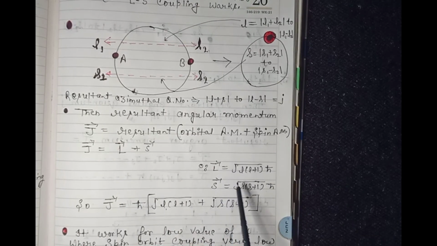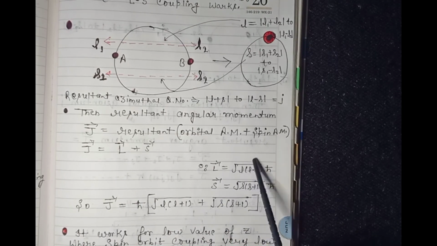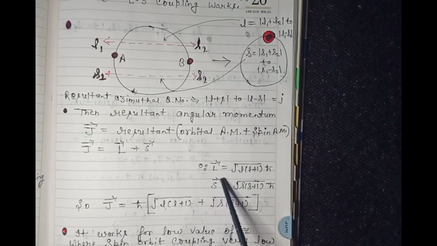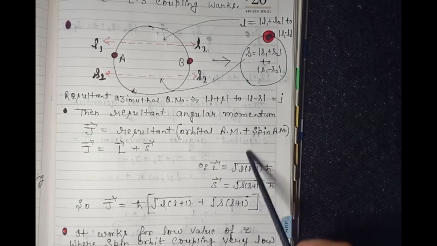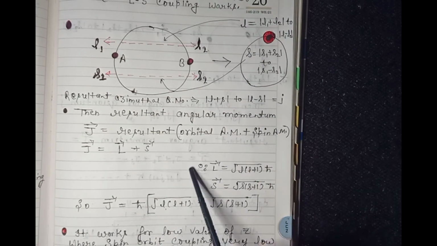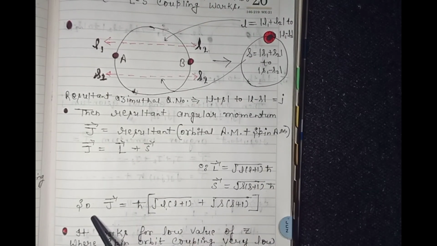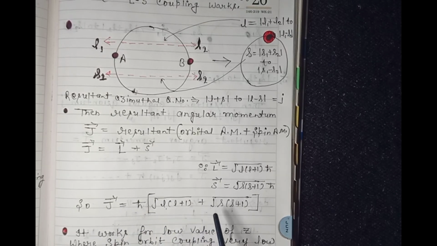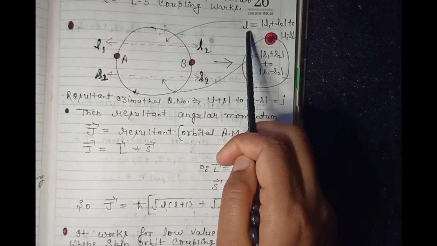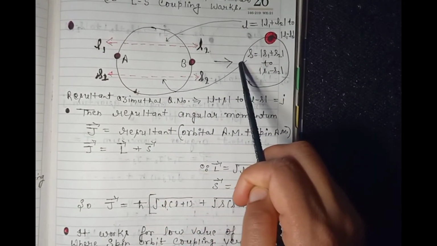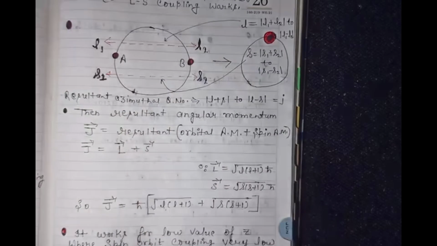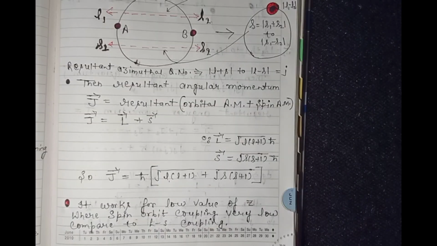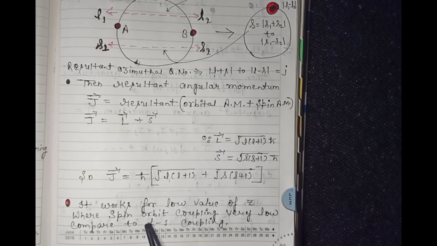Because we know that L equals square root of L(L+1) h bar, this L is the resultant L. And S equals square root of S(S+1) h bar, this S is the resultant S. Now put these two values here. Then the resultant angular momentum is equal to h bar times the square root of L(L+1) plus S(S+1). So what is happening here? Their resultant L is coupled with their resultant S. That's why we call it LS coupling. And one more thing, it works for low values of Z, where spin orbit coupling is very low compared to LS coupling.